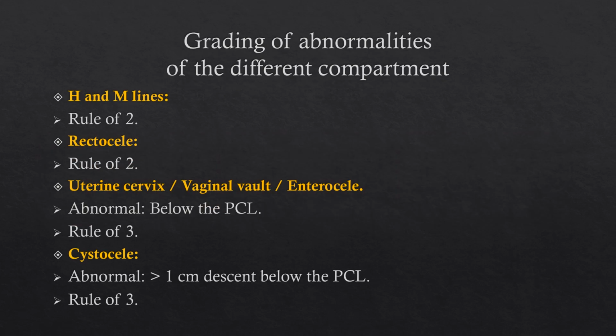Grading of the abnormality of the different compartments, as we said before: the H and M lines, rule of 2. Rectocele, we are using a rule of 2. We will discuss this one later on. Uterine cervix, vaginal vault and enterocele are all abnormal once we have any of these structures below the PCL, and we are applying a rule of 3. Cystocele is abnormal if we have the bladder neck descending more than 1 centimeter below the pubic line. We are applying rule of 3 also. So we are applying rule of 3 for all except the rectocele and the H and M lines.